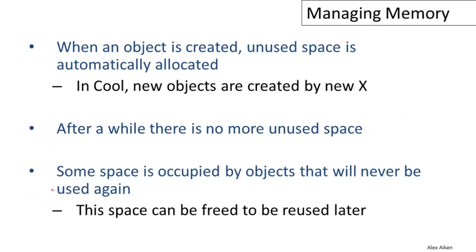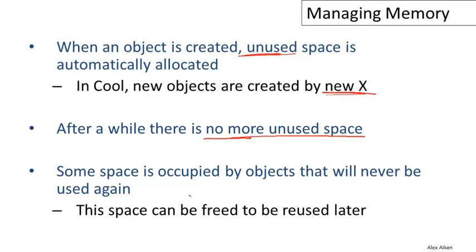The basic strategy in automatic memory management is pretty simple. When we allocate a new object, the runtime system will find some unused space for that object, and it will just allocate it. So whenever you say new of some class name in Cool, some previously unused memory is automatically allocated by the system for that object. If you keep doing this over and over again, after a while you're going to run out of space. Eventually, there is no more unused space left for additional objects. At that point, you have to do something. You have to reclaim some of the space in order to allocate more objects.